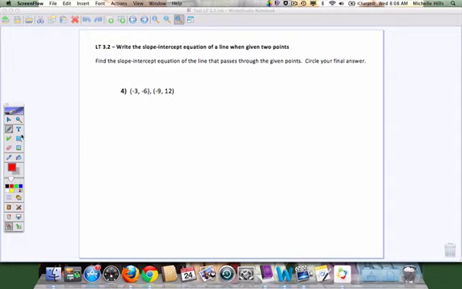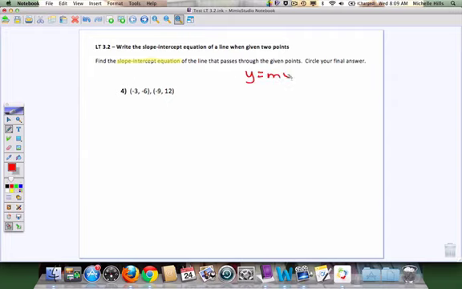So learning target 3.2 on the Unit 3 test, again, paying attention to what the directions tell you to do, it says find the slope-intercept equation. So you're not just finding the slope and stopping. A reminder, the slope-intercept equation is in y equals mx plus b form. We need to know the slope, which is m, and we need to know the y-intercept, so where this line crosses the y-axis, and that's b.